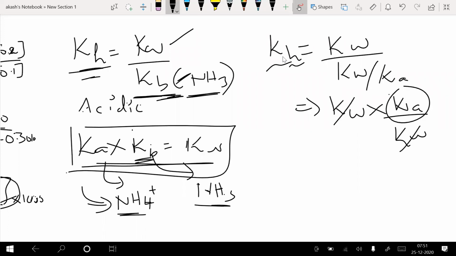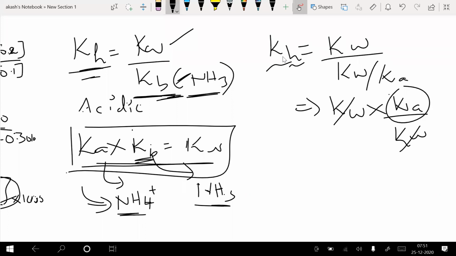So guys, this is how you do it, from the basics. First, you need to understand what kind of question it is, whether it's from buffer or from salt hydrolysis. Obviously, you will look at the concentration values given. Now we decided it's a salt hydrolysis problem. The next question is whether it's going to be an acidic salt or a basic salt. I told you nobody will tell you in the question whether it's acidic or basic salt. You need to know it.